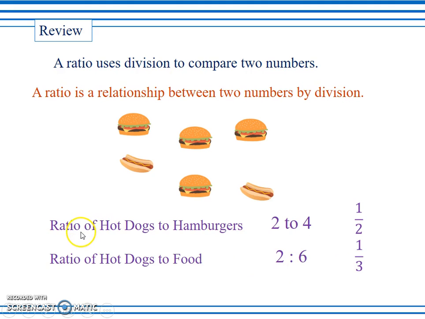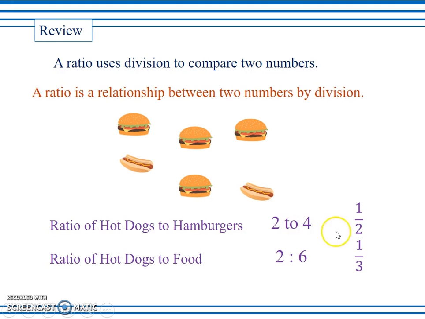Now there are a couple of important things to remember here. In the first ratio, hot dogs to hamburgers, that was a part-to-part ratio. I was comparing part of our objects, the hot dogs, with another part, the hamburgers. In this ratio of hot dogs to food, this is considered a part-to-whole ratio, because part of the whole are hot dogs, and then all of the whole is food.